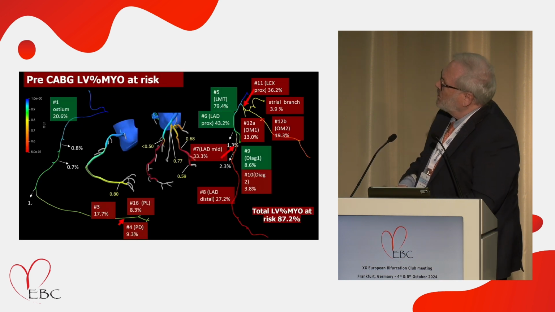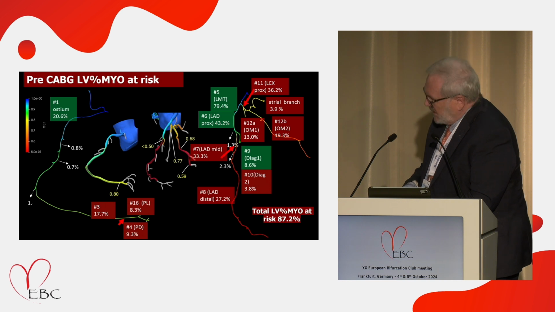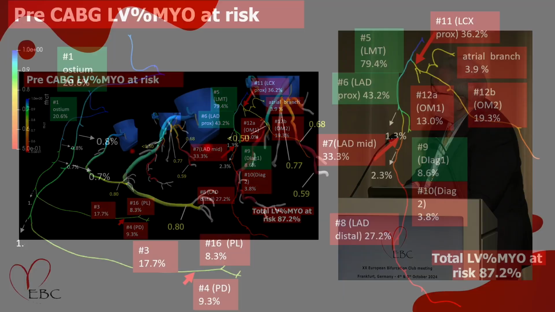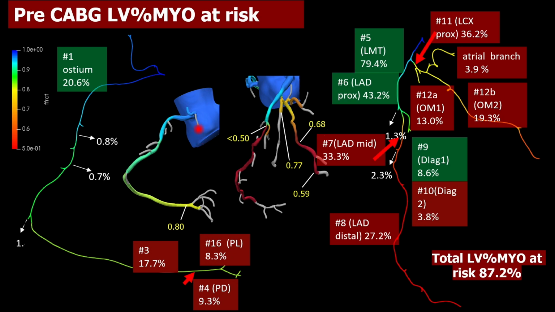So if you look at that slide, in the middle, you have basically the classical HeartFlow presentation. You could see that the right coronary artery has an FFR-CT just before the bifurcation between the PD and the posterolateral of 0.8. The LAD, there is no problem. Just after the takeoff of the diagonal, you have an FFR-CT below 0.5.